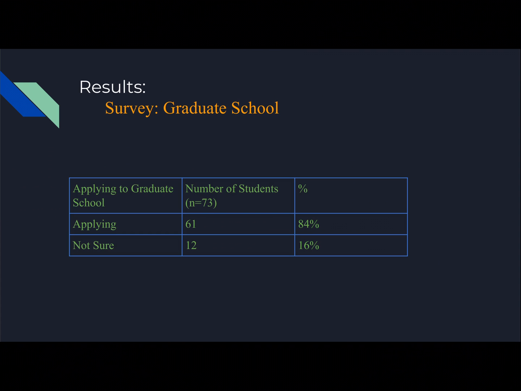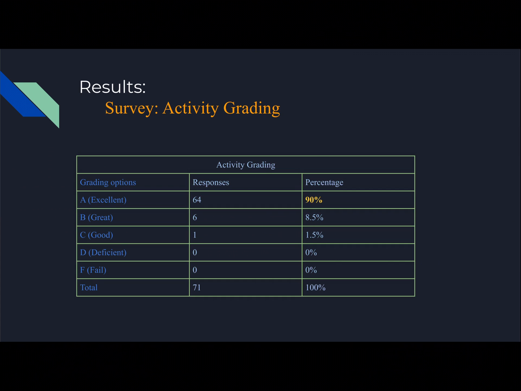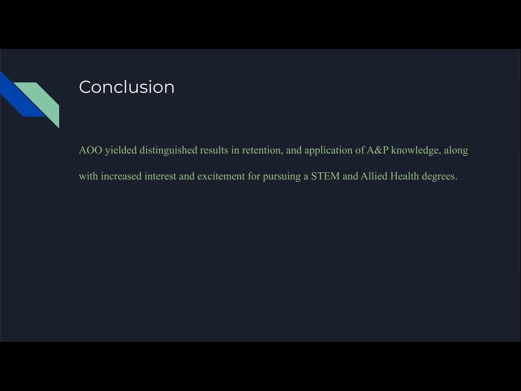In addition to that, we wanted to explore their inclination to go to graduate school. And as you can see in the table, most of the students, 84% of them, were thinking about or were already applying to graduate school. We wanted to understand if the activity was a success. We wanted feedback about this activity from the students. And as you see in this table, we had a survey, and 90% of the students gave us an excellent A grade for this activity.